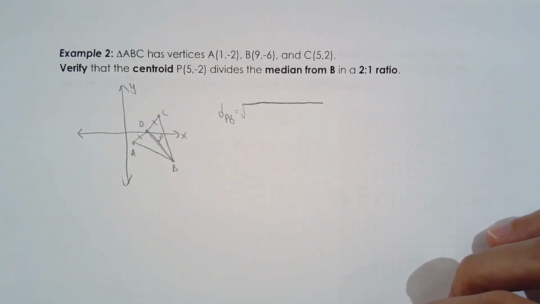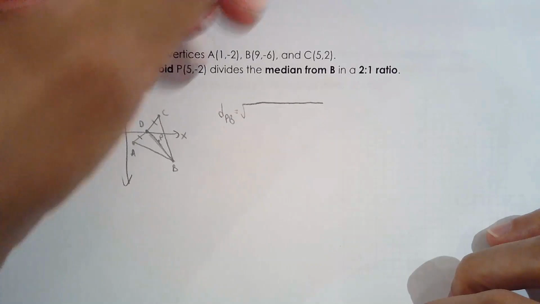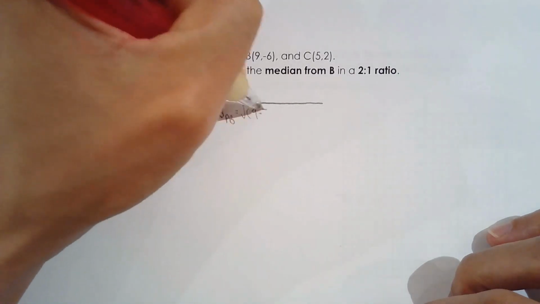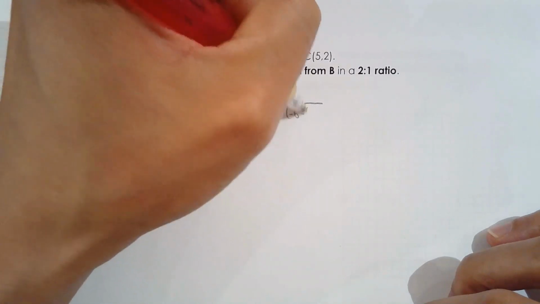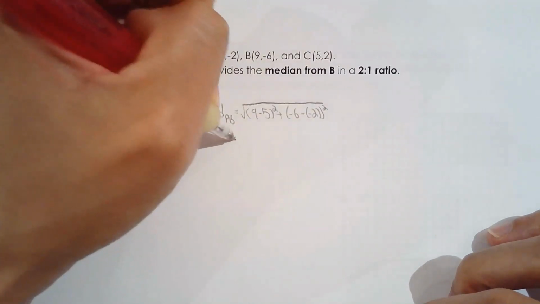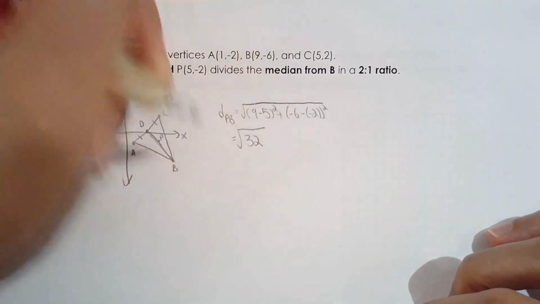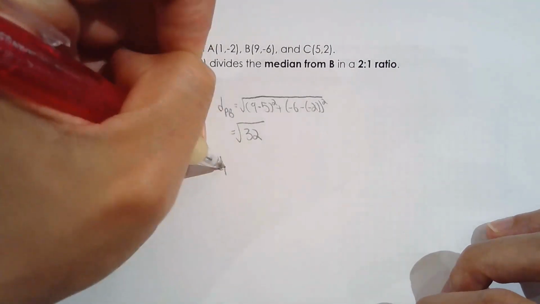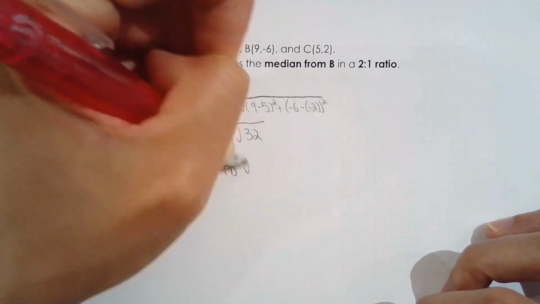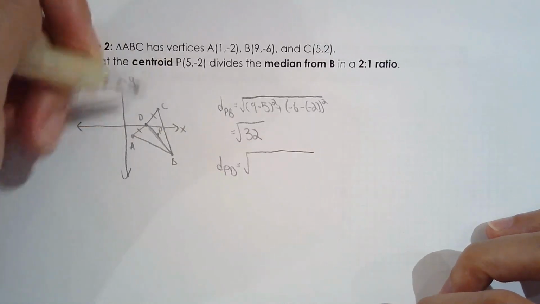PB, let's see, so 9 minus 5, and -6 minus -2. So that's 4, that's -4, that's 32. And then what else do we have? We said PD. Okay, PD. So, ooh, do we have D?